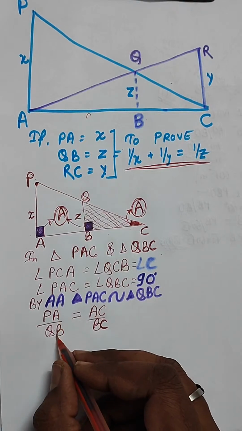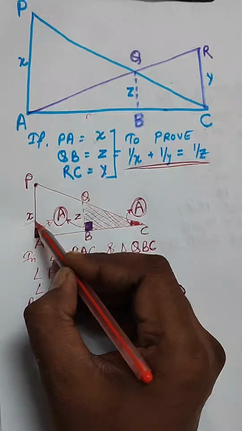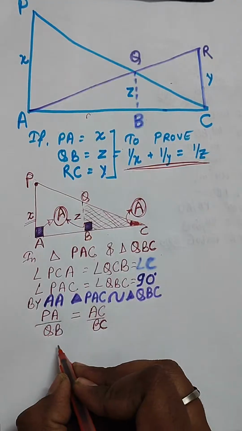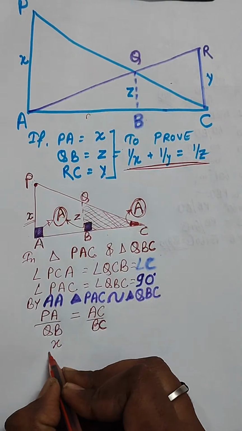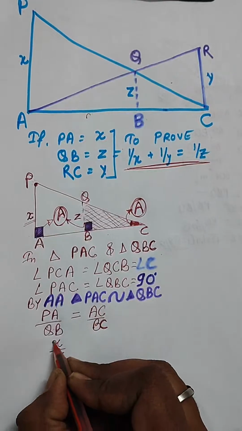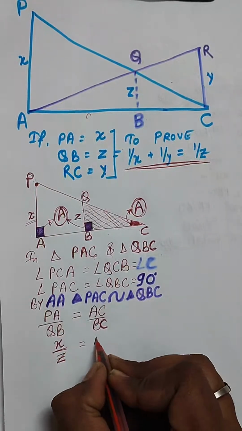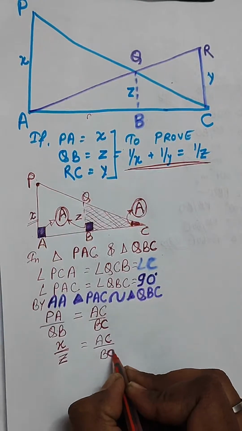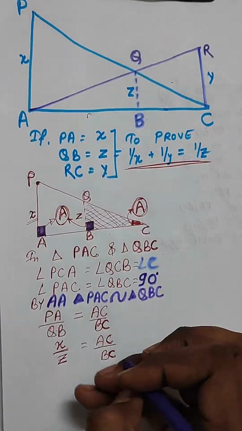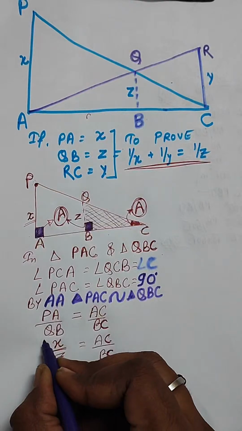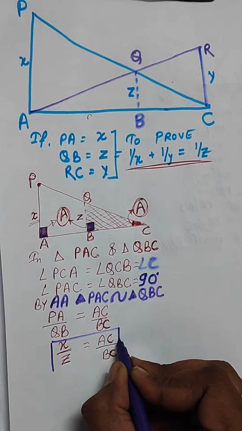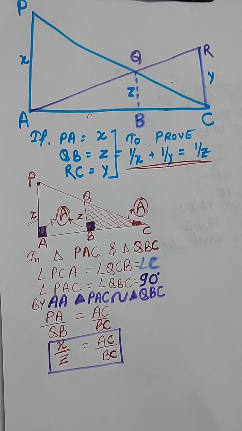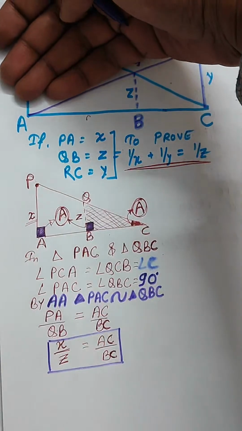And what is the value of PA by QB? PA is X, you can see, and QB is Z. So from this we can write X by Z. X by Z is the value of AC by BC, right, my dear friends? So this is one of the relations which we have derived after proving the similarity of the two triangles. Now just see this one, right?